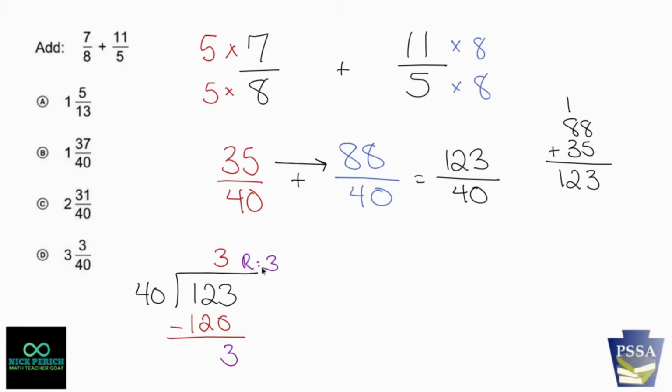So how do I turn that into a fraction? Well, this red 3 is the whole number that sits out in front of a fraction. That remainder is going to be the new numerator, and your 40, the old 40, is still going to be your denominator. So when we're done, we end up with 3 and 3/40. So in this case, the answer is D.